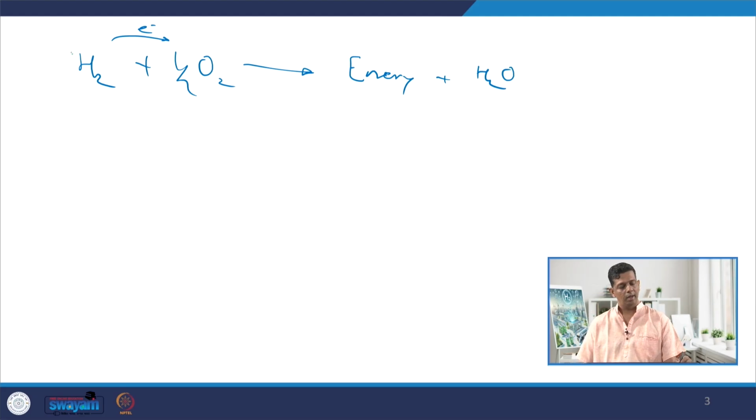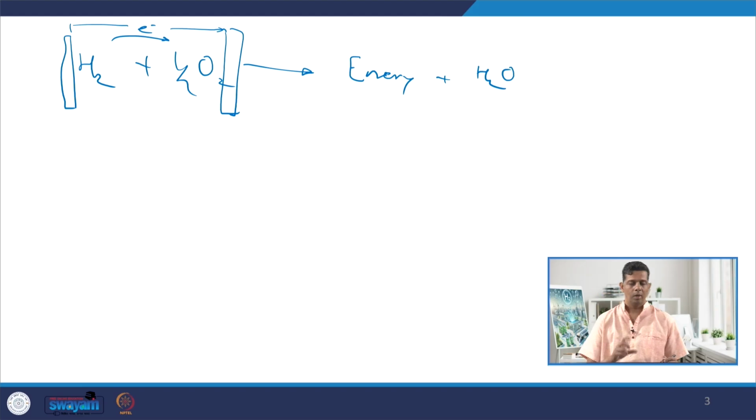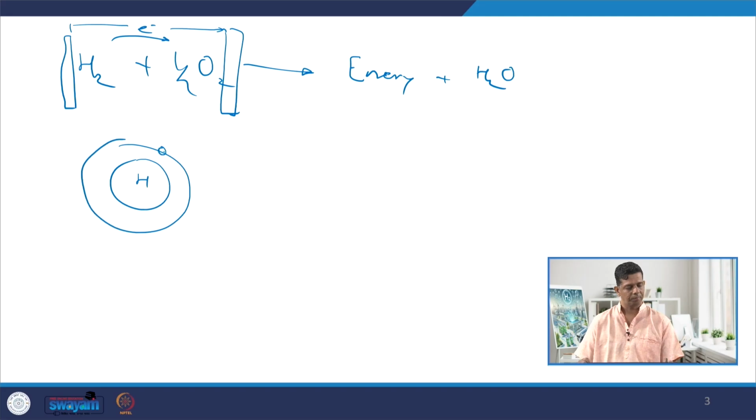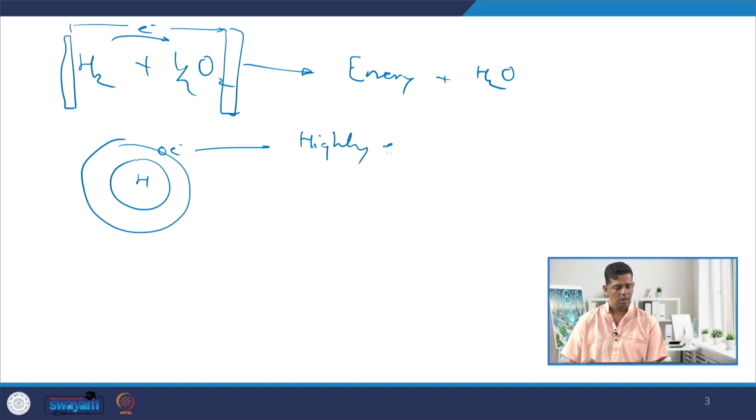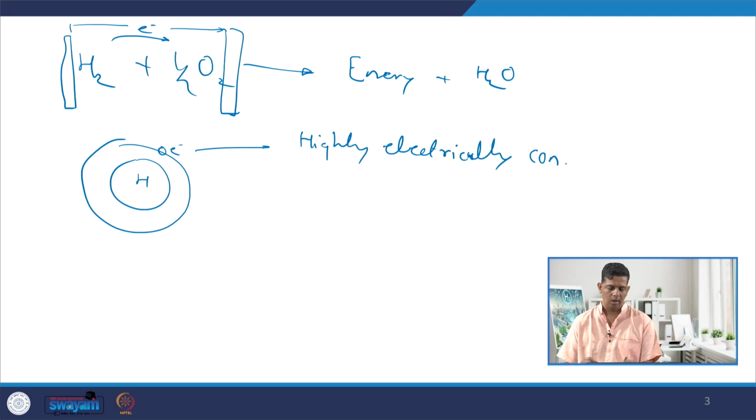So in short, if I put an electrode at the respective gases, and with some arrangement I force the electron to move through an external circuit, one half of the reaction is complete, or we have taken care of it. However, if you look at hydrogen as an atom, it has one proton and one electron. The electron moves in the external circuit, so we have taken care of the transfer of electrons through highly electrically conducting conductors.